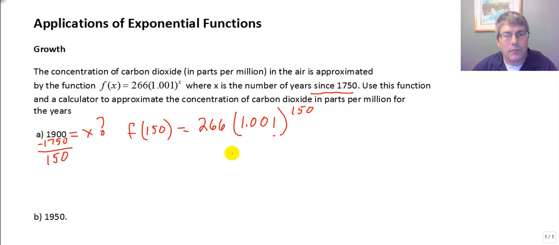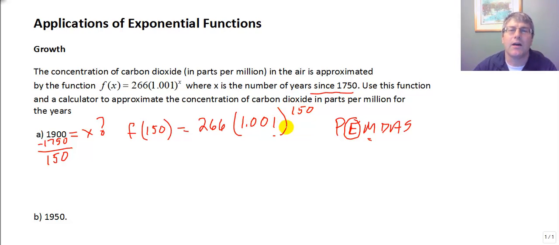So be careful here. Watch your order of operations. PEMDAS tells us we want to do our exponents before we multiply. So we want to apply the exponent first, so we've got to impose the 150 on the 1.001. Then we multiply by 266. Well, the good news here is that your calculator will do the work for you.